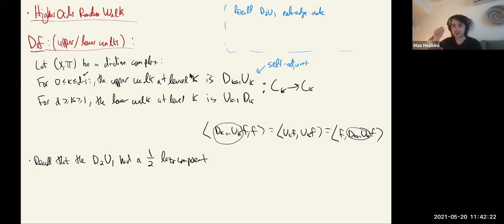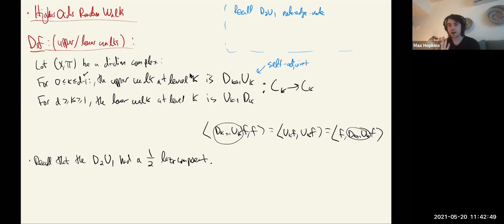Remember, we started at a vertex, we walked up to an edge, and then there was a 1/2 chance of returning to that vertex always. So this walk was 1/2 lazy. If you start at V, with probability 1/2 you stay at V, and with probability 1/2 you move to a random neighbor. That was the node edge node walk. And the question is: is this still true for the upper walk in general? And if so, what's the corresponding laziness parameter of the upper walk?